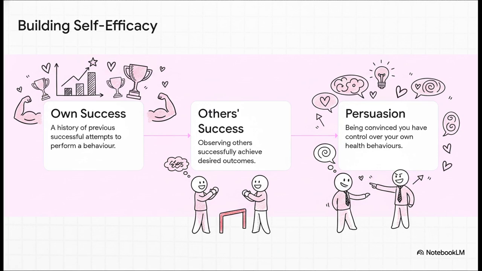Well, Bandura identified three main sources. First up, performance accomplishments. This is just your own track record. If you manage to stick to a workout plan for a week, your belief that you can do it for a month skyrockets. Makes sense, right? Second, vicarious experience. This is seeing someone like you succeed. That's why relatable role models are so incredibly powerful. And third, verbal persuasion. That's a doctor, a coach, or even just a friend telling you, hey, I believe in you, you can do this.